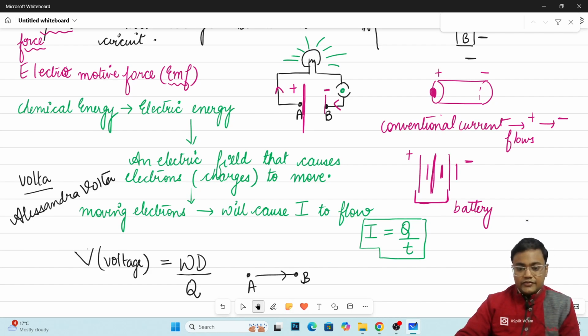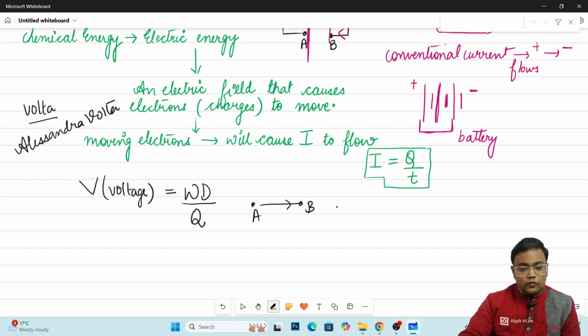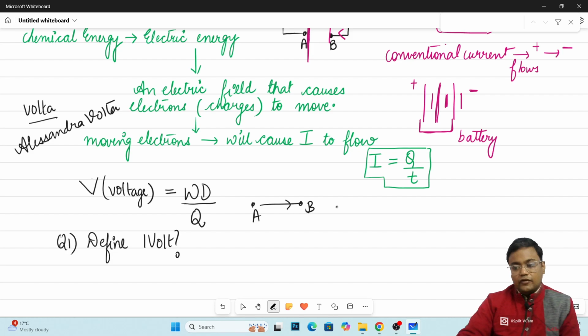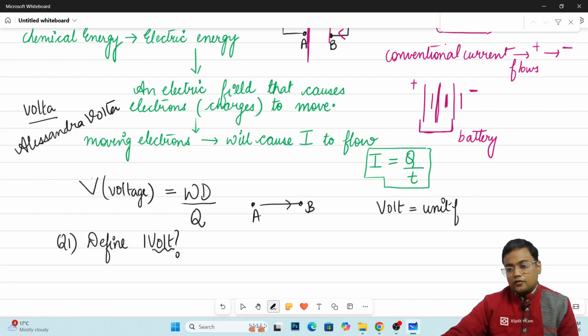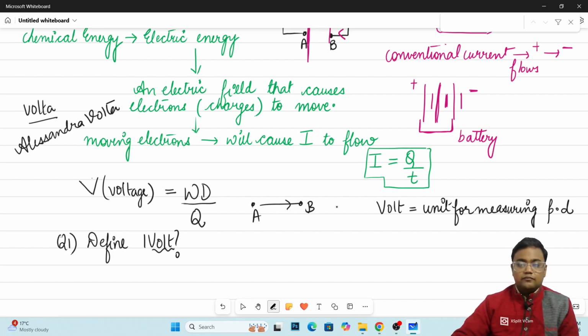Now let us do some maths here. So now the question arrives: define 1 volt. Define 1 volt. Now what is 1 volt, children? Let me tell you, children, volt is actually the unit to measure voltage, that is potential difference. Volt is the unit for measuring potential difference, PD.